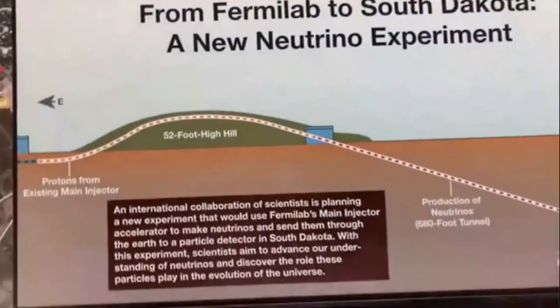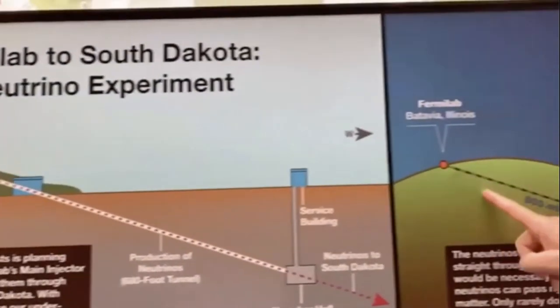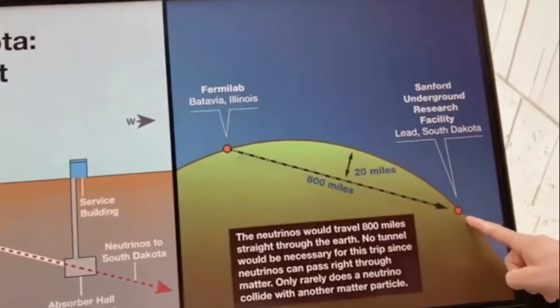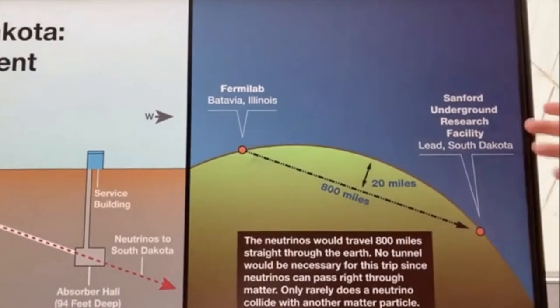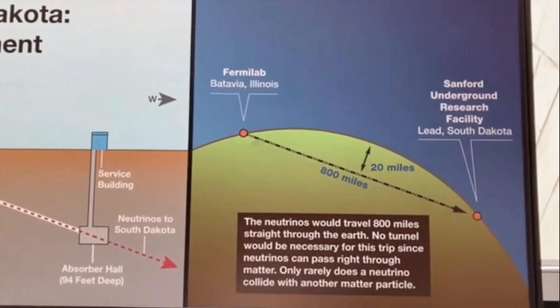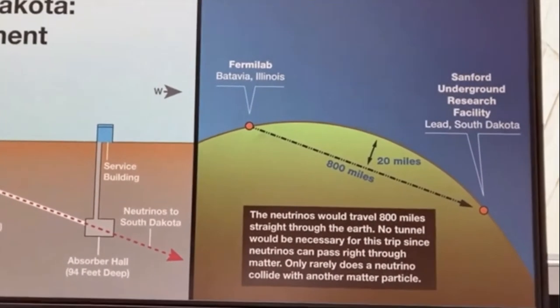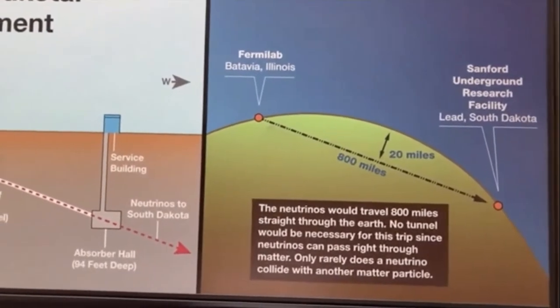So I want to shift gears. This is just a little diagram showing that the beam is going to start here at Fermilab. It's actually going to go 800 miles underground and come out near Lead, South Dakota, at what's called the Sanford Underground Research Facility. It's a former gold mine, which is now used as a research facility, and the detectors will be a mile underground.